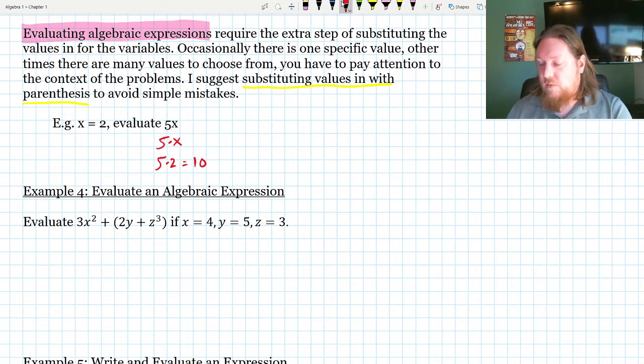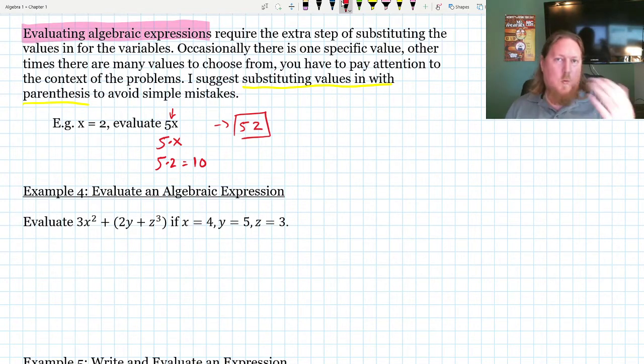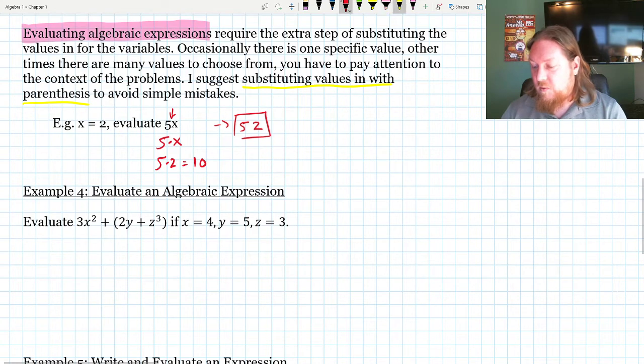But I have seen students say, oh, it's 5x, and they plug the 2 in there, and now they write their answer down as 52. Totally forgetting that when these two things are next to each other, the 5 and the x, it means multiply. I warned about that in the last video. We use the one that's most convenient, but it also might cause confusion for someone else. So 52 is definitely not the answer.